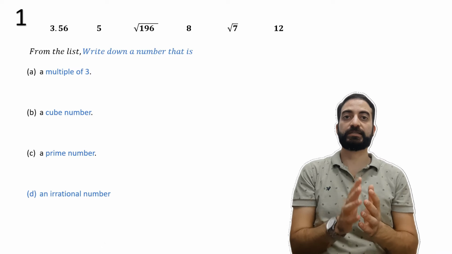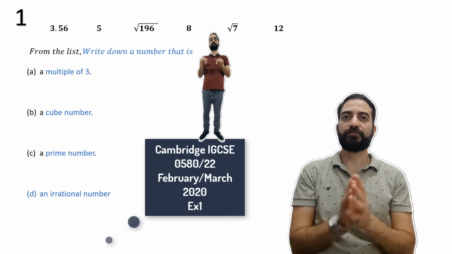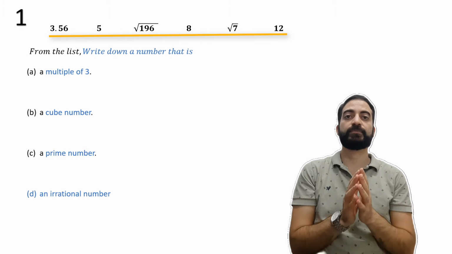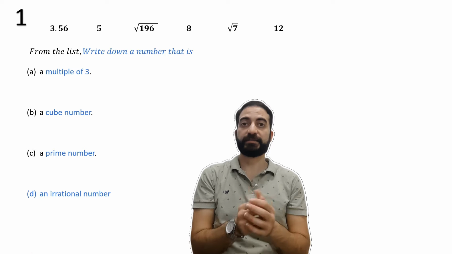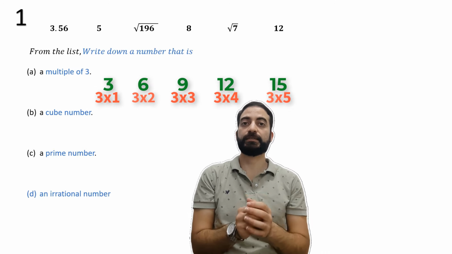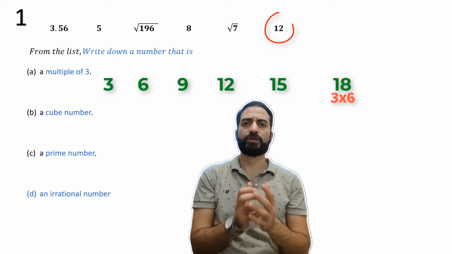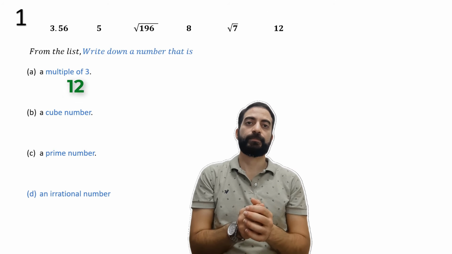Hello everyone, we will start by solving the first question of the Cambridge IGCSE exam. We have 3.56, 5, √196, 8, √7, 12. From the list, write down a number that is a multiple of 3. Multiples of 3 are 3, 6, 9, 12, 15, 18, etc. As we can see here, we have 12, which means that the number is 12.